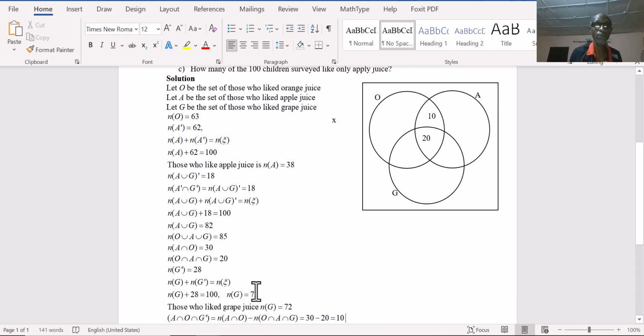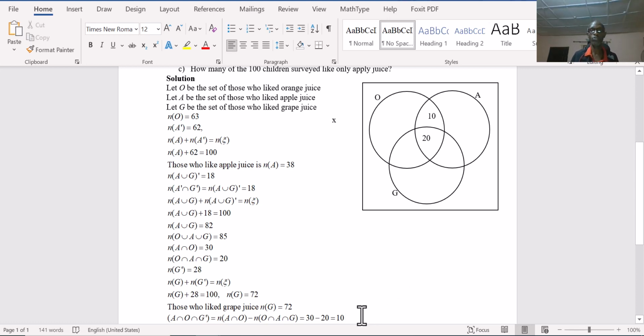Remember, we have those who like grape at 72. We've been able to find that. And then we have those who like grape as 72 and those who like apple as 38. These two circles, this overlap of A and G, we have some information that we can use to get what we want. You're going to see me do that in a moment.